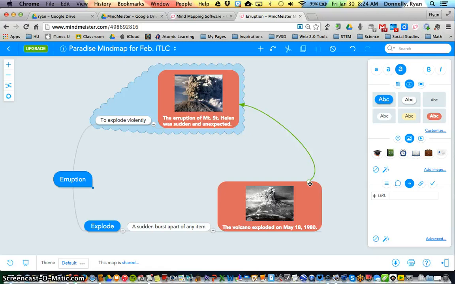So mind mapping is really very powerful to help our students develop their own understanding and use of these terms in their own language.